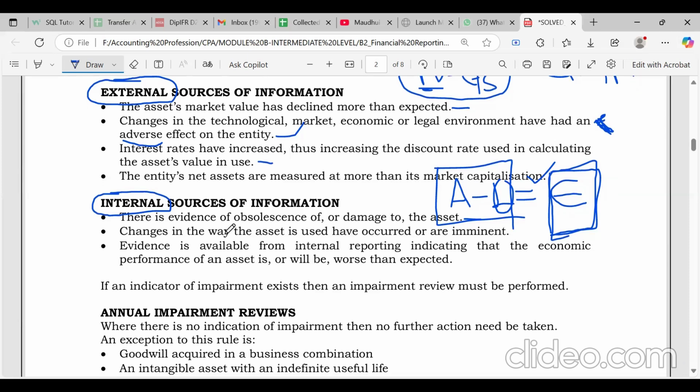This is obvious. If the asset is obsolete or there is damage, it means it won't be able to obtain the cash flows it once was able to. Right. So obviously, an impairment. Changes in the way the asset is used have occurred. We have seen together that we could change the use of an asset, right? You could have an asset which has one use, and then you change the use of that asset.